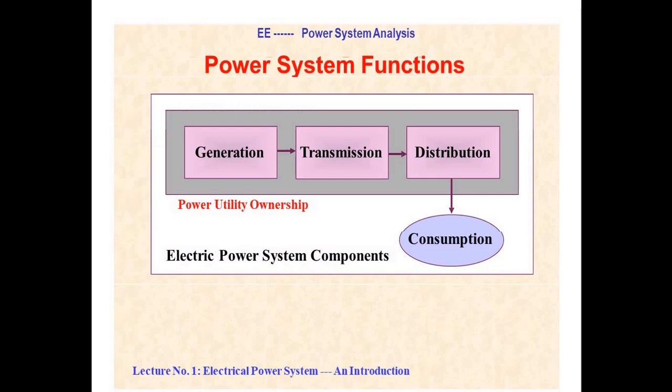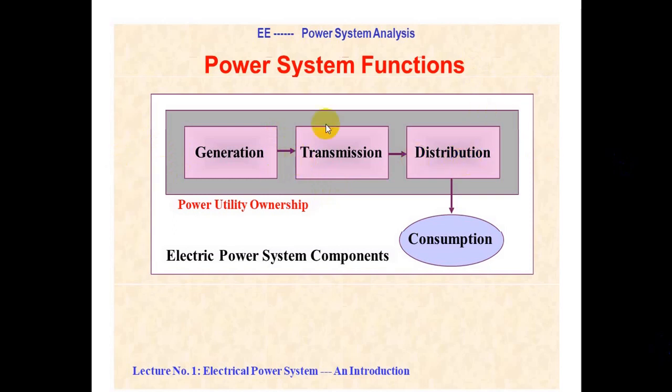Okay, then let's see what the functions of the power system are. The basic functions of power system involve generation, transmission, distribution, and then utilization. Consumption part is not under any ownership. You can see the things that are shown here.